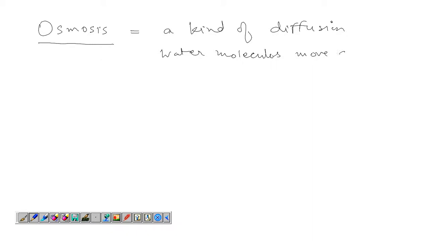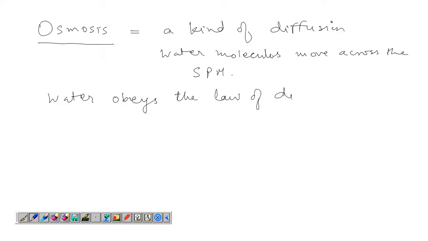Osmosis. This is a kind of diffusion, and here water molecules move across the semi-permeable membrane, and that's why water obeys the law of diffusion.